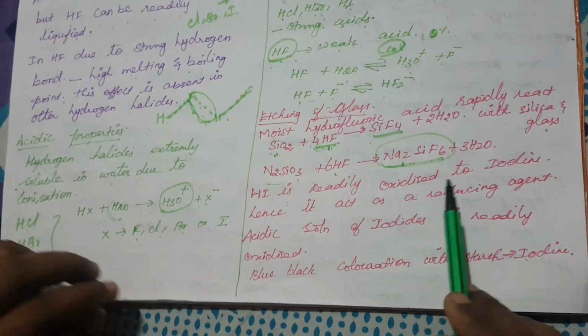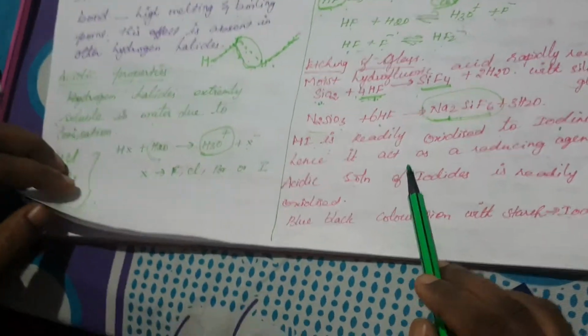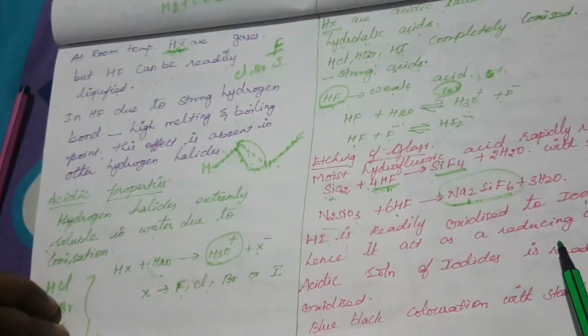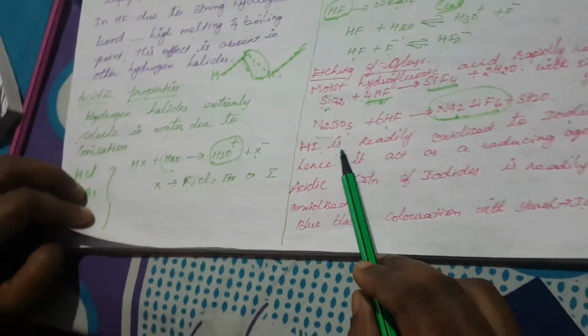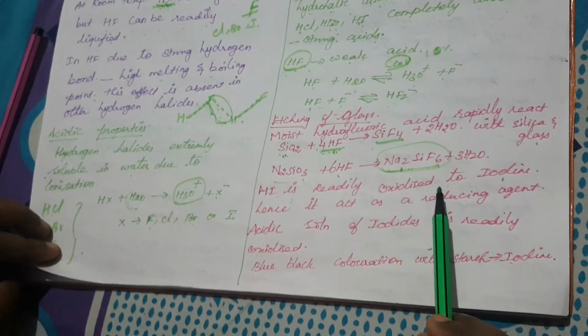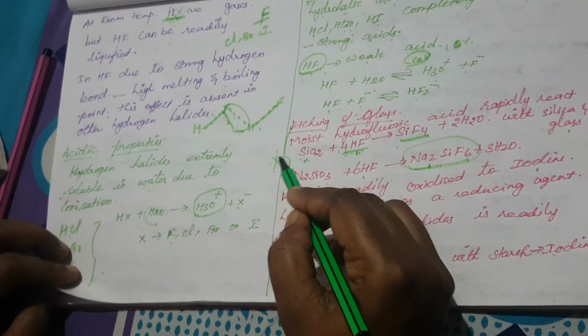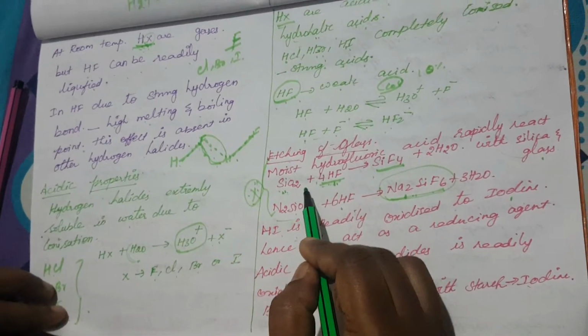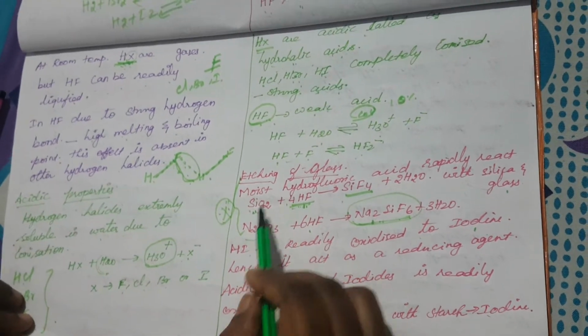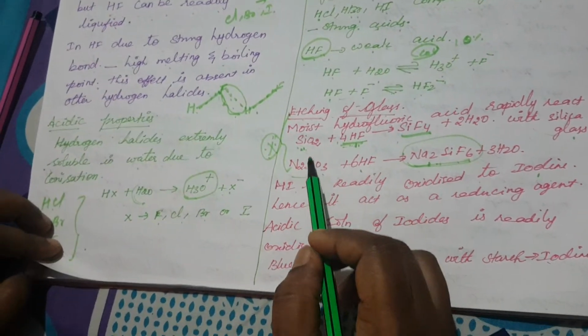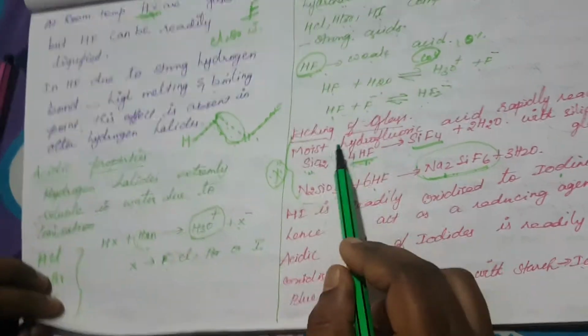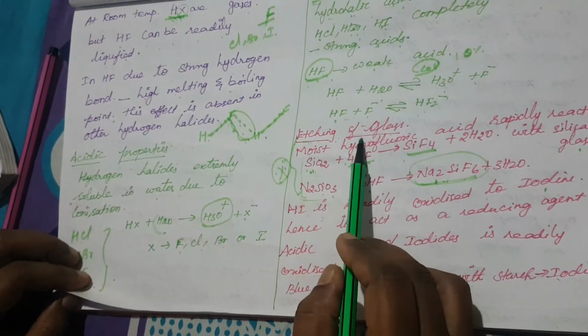Hydrogen iodide is readily oxidized to iodine, hence it acts as a reducing agent. So here, the hydrogen iodide is readily oxidized to iodine. This etching of glass is an important question. Two equations must be written for this question, etching of glass. They are not given in your book, but these two equations are referred to as the etching of glass.